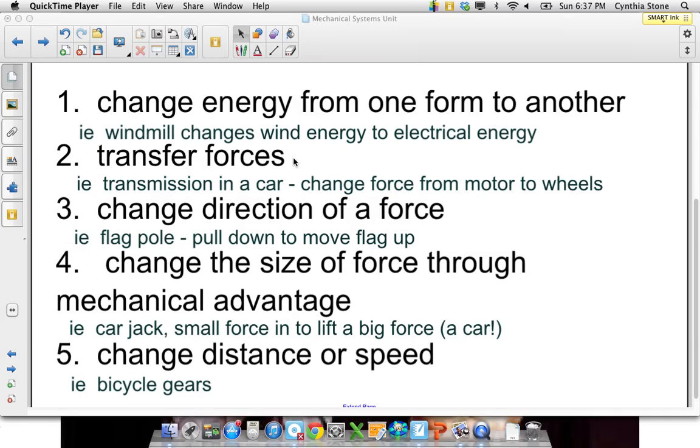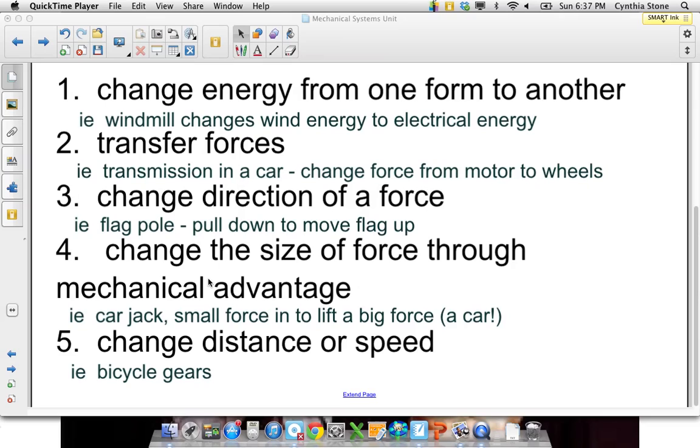Transfer forces. Your transmission takes the force in the motor, and it transfers it to the wheels of the car, so you can actually move forward. Changing direction of force. This is like a pulley, right? A flagpole. You pull down, and the flag goes up, and sometimes that helps with your mechanical advantage.